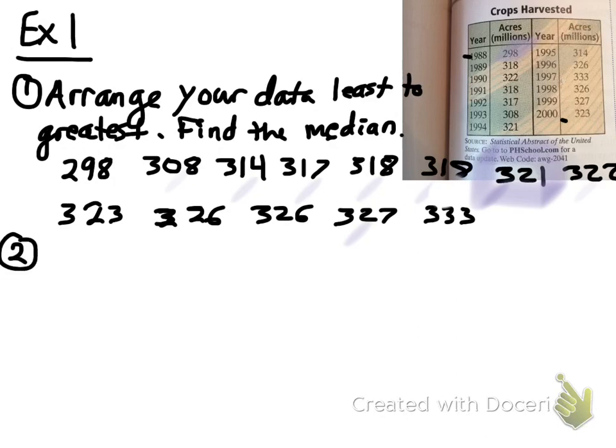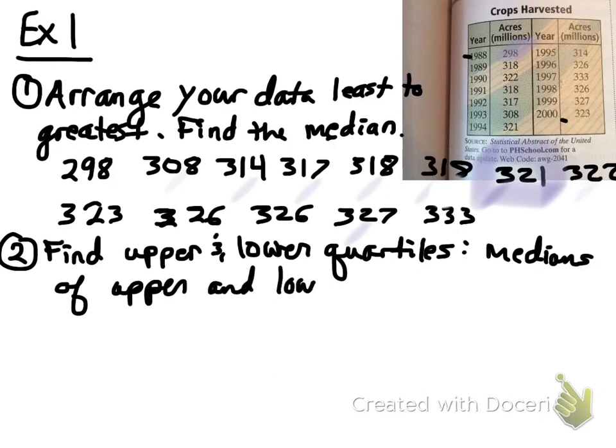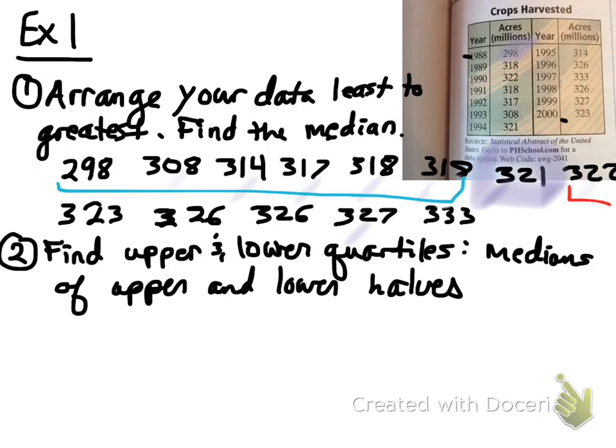Step 2, now that we have our median, is to find the upper and lower quartiles. So we need to know what point is my upper and lower quartile. It's the point I'm going to be ending the box with. Now to find the upper and lower quartiles, you have to find the medians of the upper and lower halves. Essentially, by finding our median 321 of the whole set of data, now we have 2 smaller sets of data. We have a lower half, and then we have an upper half from 322 all the way up to 333. So we're going to find the median of those 2 sets of data.